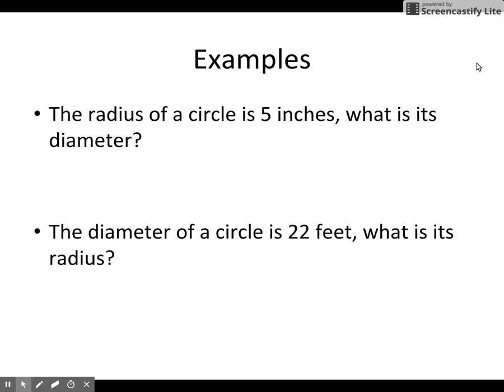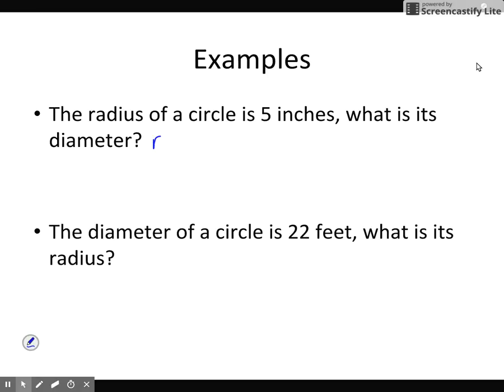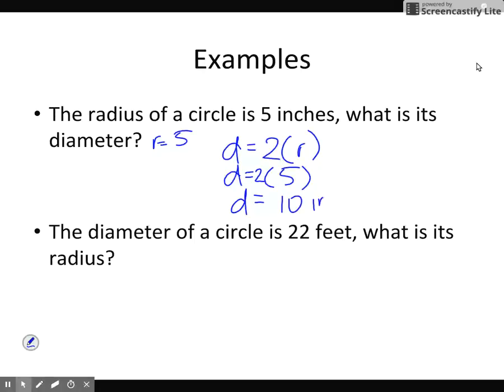So some examples. The radius of a circle is 5 inches. What is the diameter? So given that we know that the radius is 5, we'll write down the information that we know. The diameter is 2 times the radius. So let's plug in. D equals 2 times 5. So D is going to equal 10 inches.